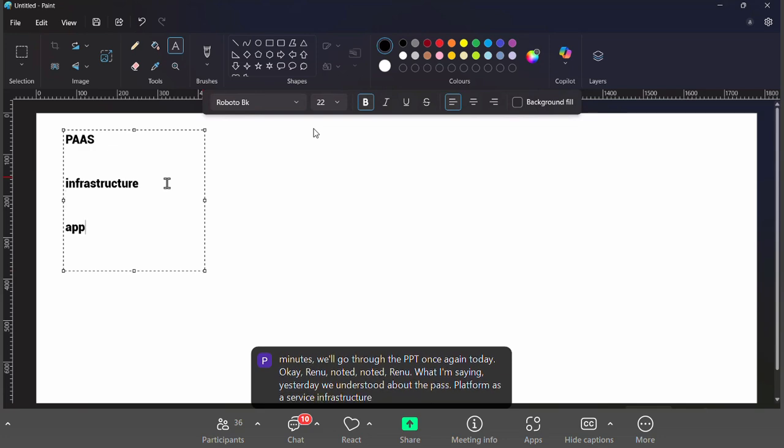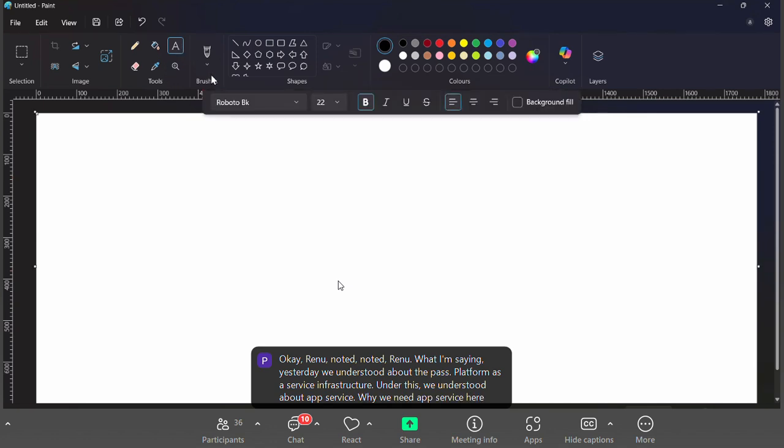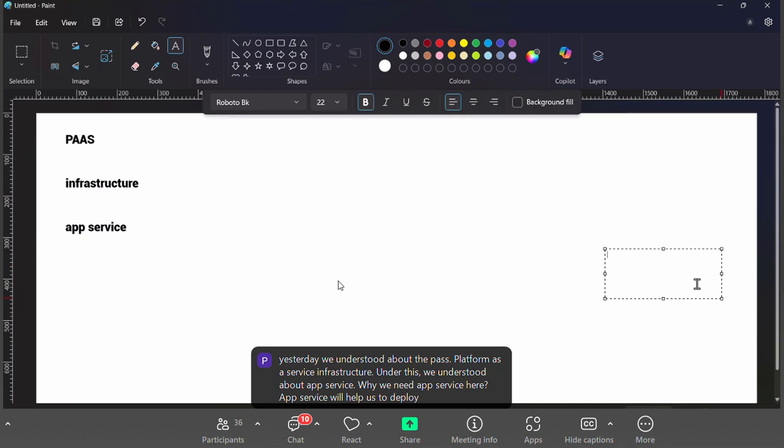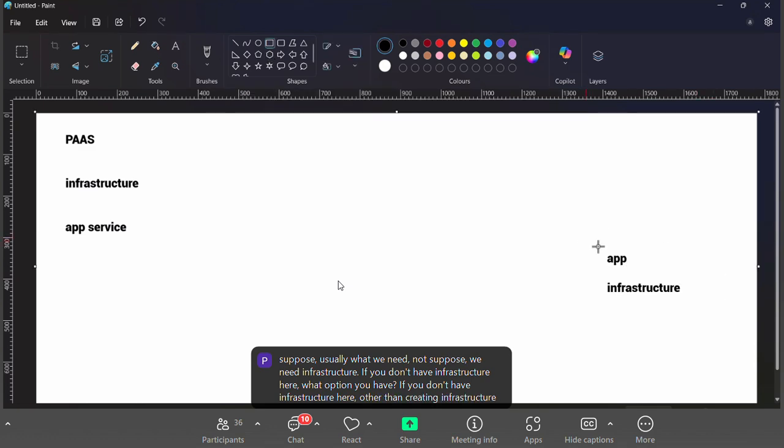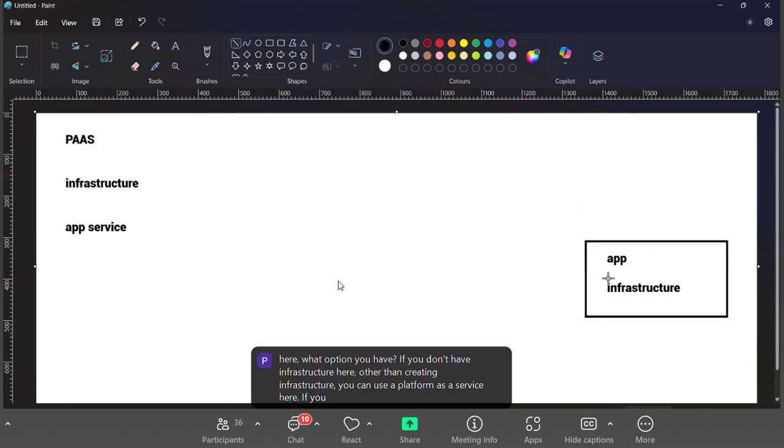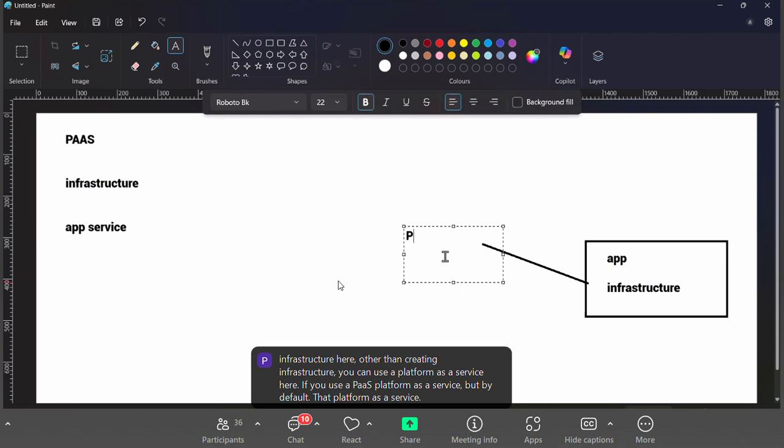Infrastructure. Under this, we understood about app service. Why do we need app service here? App service will help us to deploy our application, whatever application we have. Usually we need infrastructure. If you don't have infrastructure, other than creating infrastructure, you can use a platform as a service. If you use a PaaS, by default, that platform as a service will help you to deploy your application to the end user.